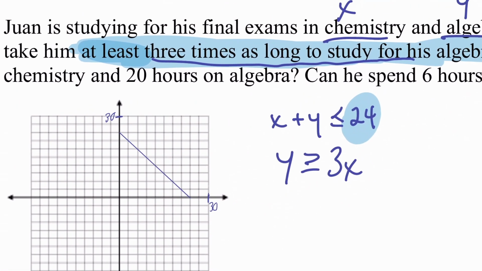And if you pick a test point, if you do a test point of the origin, and you go, oh, does the origin solve this? If you plug in 0, 0, well, then yeah, 0, 0 is less than or equal to 24, right?